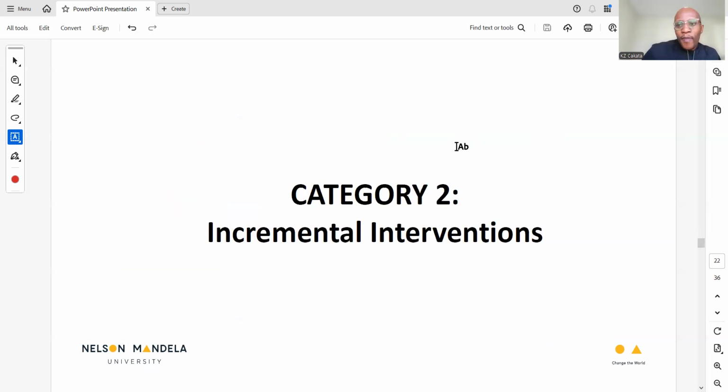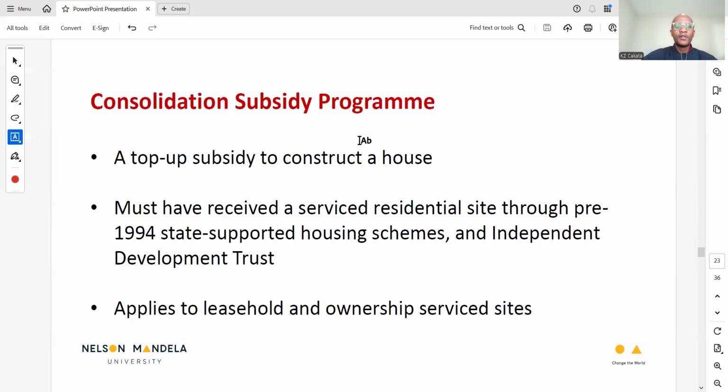The second one is the incremental intervention. These are some that you will be very familiar with because they deal with the end product that you see dotted on our landscapes in our urban and rural environments. The first one is the consolidation subsidy program. You will see this, as I have said, on the National Department of Human Settlements website, and it goes into more in-depth detail. But essentially, it's a top-up subsidy to construct a house.